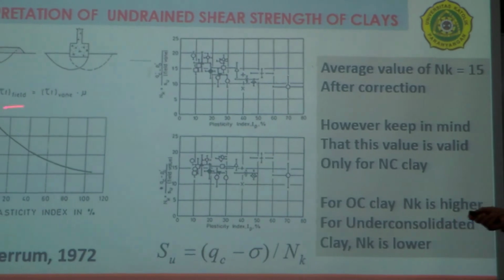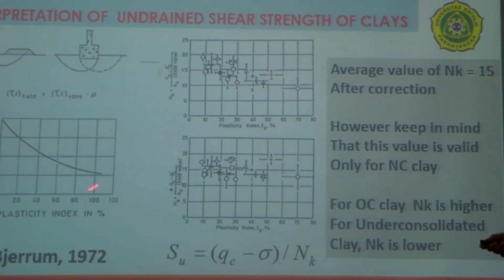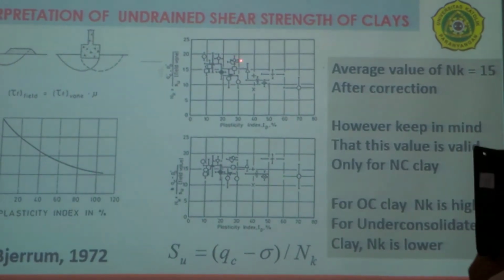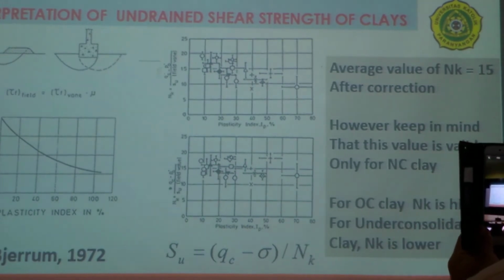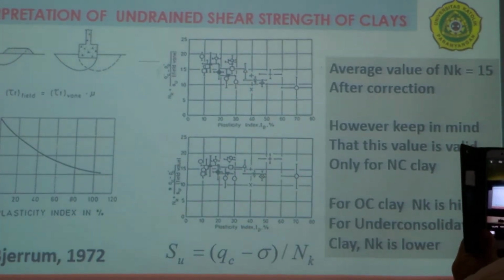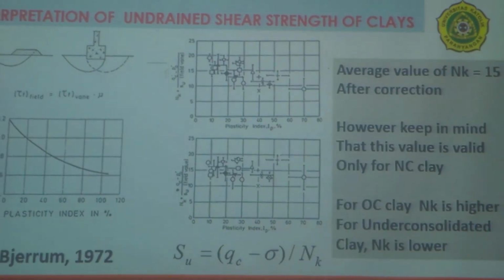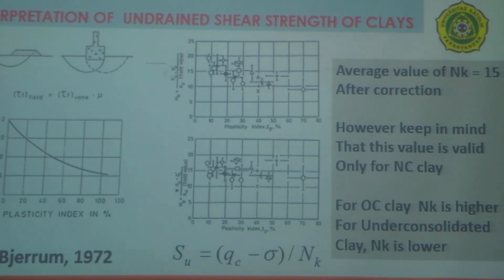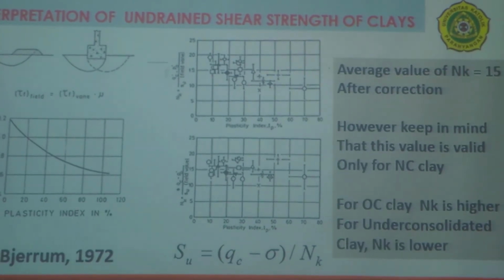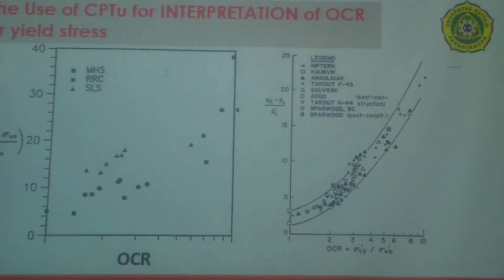I think you know about this. You did the correction in the field. So if you see after correction, it is 15. So let's use not 14 but 15. If your tip resistance is divided by 15, that is the cohesion. But it is good only when it is soft to medium clay. When it is stiff clay, it does not hold. We have to use another one.